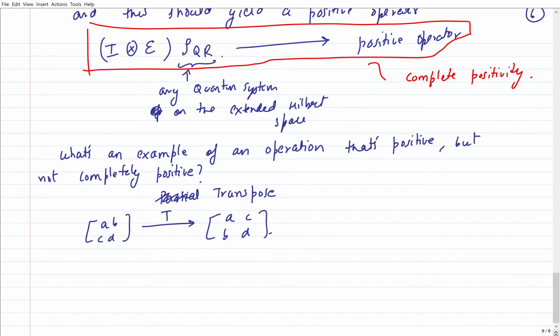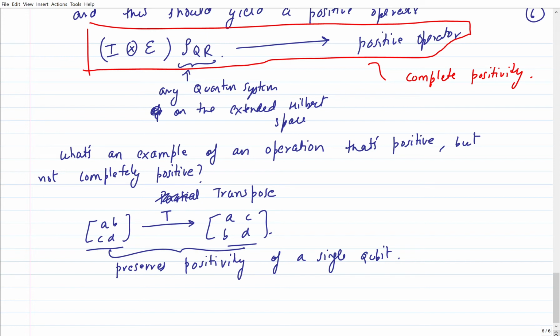And you can verify that the transpose operation preserves positivity of a single qubit. So it will take a positive density matrix to a positive density matrix. So what happens when we apply the criteria, or check the criteria, for complete positivity on this map?